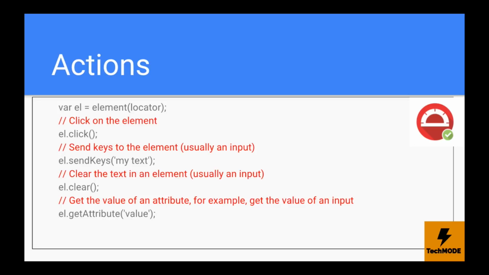So we can do certain actions on this element after finding it. We can click on that element, we can send keys if it is an input box, and we can clear this element if it is an input box. We can get the attribute values also. For example, if you want to get a certain attribute value, then we can use el.getAttribute.